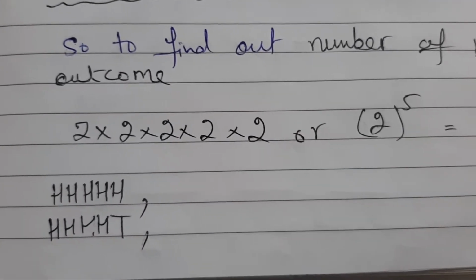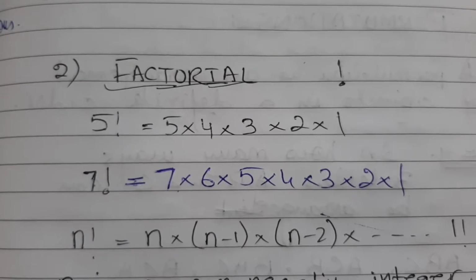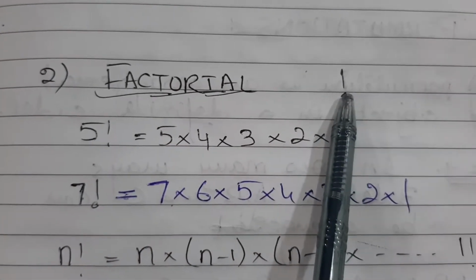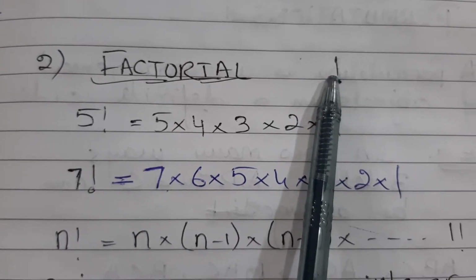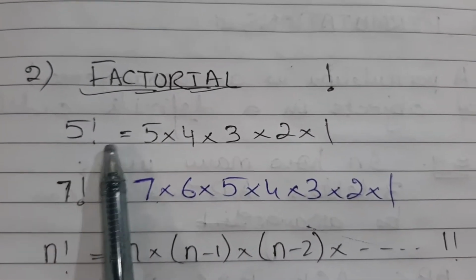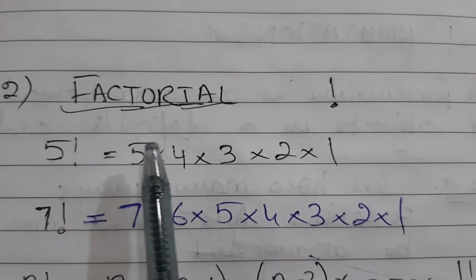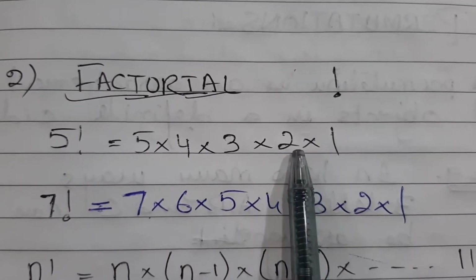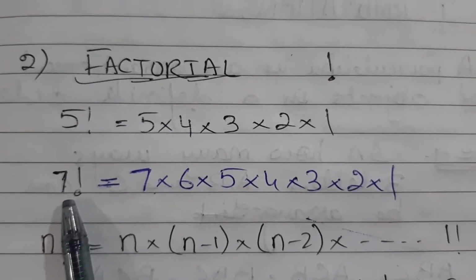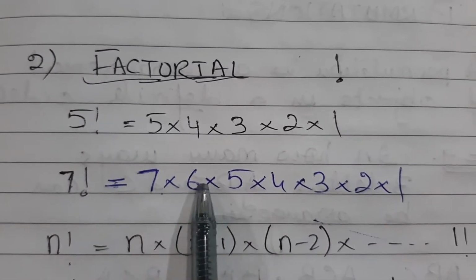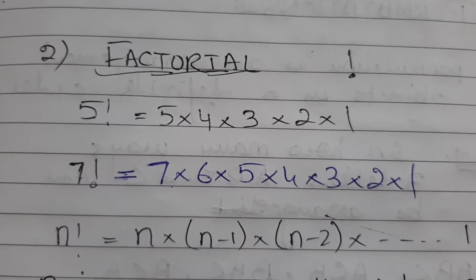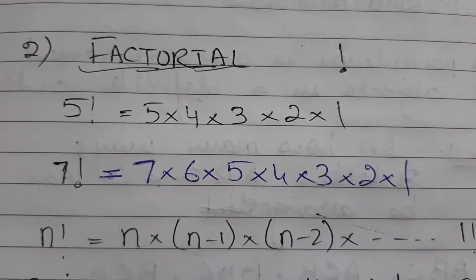So now let's see what a factorial is. In mathematics, this symbol is factorial and it is on the calculator also. Now what is the meaning of this symbol? If it is written 5 factorial, it means 5 into 4 into 3 into 2 into 1. If it is written 7 factorial, it means 7 into 6 into 5 into 4 into 3 into 2 into 1.